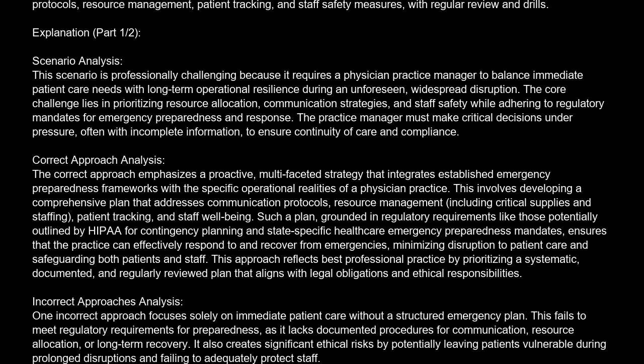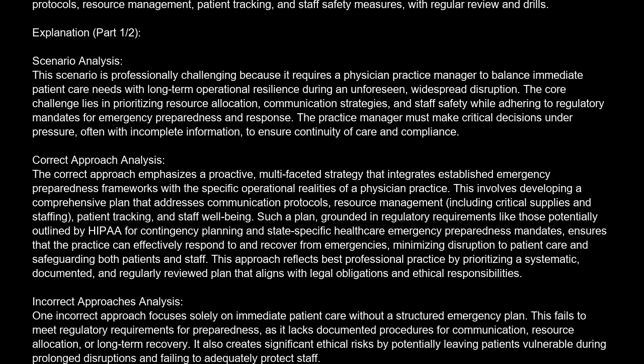Explanation: scenario analysis. This scenario is professionally challenging because it requires a physician practice manager to balance immediate patient care needs with long-term operational resilience during an unforeseen, widespread disruption. The core challenge lies in prioritizing resource allocation, communication strategies, and staff safety while adhering to regulatory mandates for emergency preparedness and response. The practice manager must make critical decisions under pressure, often with incomplete information, to ensure continuity of care and compliance. Correct approach analysis.